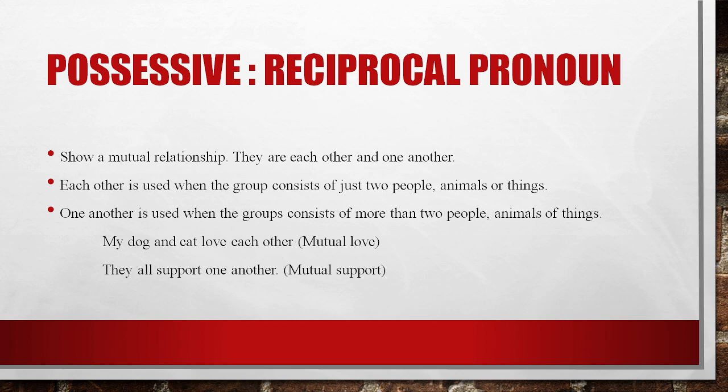Reciprocal pronouns show a mutual relationship. They are each other and one another. Each other is used when the group consists of just two people, animals, or things. One another is used when the group consists of more than two people, animals, or things. My dog and cat love each other. To show the mutual love, they all support one another, mutual support.